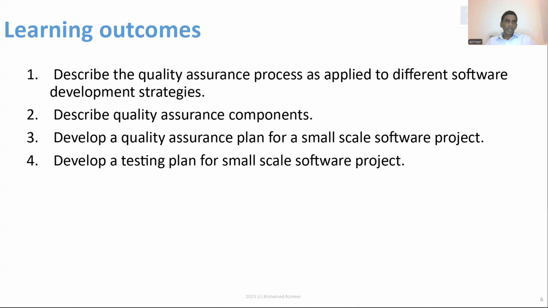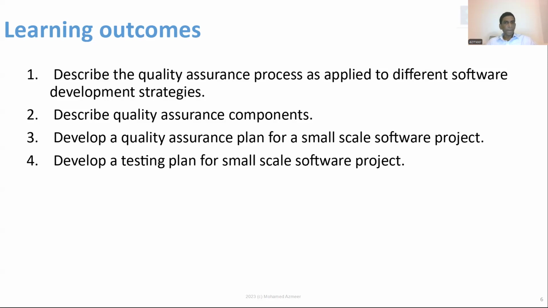Okay, so like any other unit, this unit also has learning outcomes, which means at the end of this unit, you should have these 4 learning outcomes yourself, right? So that's the objective of the assessments and also the activities, to make sure that you gain these 4 learning outcomes. Number 1, describe the quality assurance process as applied to different software development strategies.